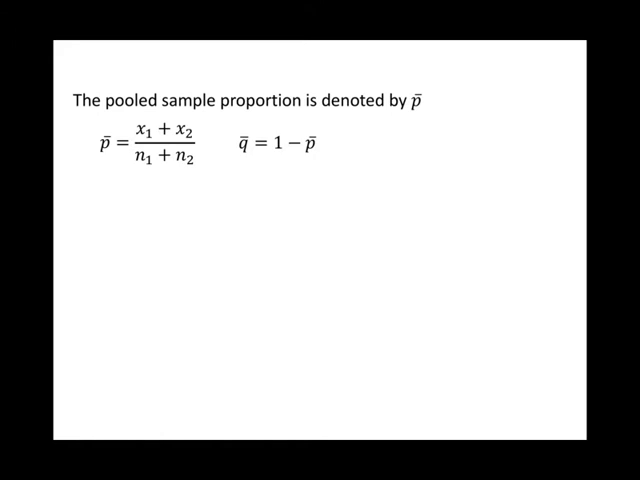The pooled sample proportion is denoted by P bar here. We have a new formula. We call this the pooled sample proportion. You could see the P bar. How do you find the P bar? Number of successes, x1 plus x2, divided by n1 plus n2. And the pooled sample proportion in failure will be the complement. Okay, just subtract from 1 here.